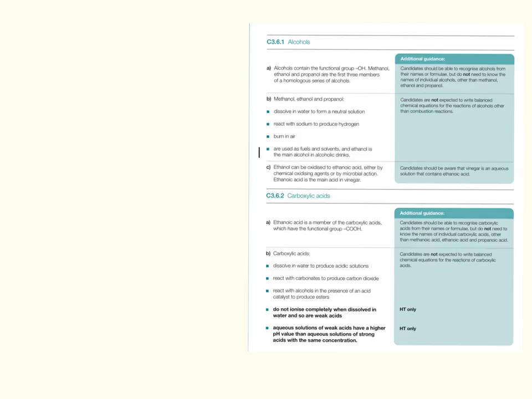Okay, let's have a look at B. So methanol, ethanol and propanol. This section here is specifically looking at how these alcohols react in different situations. So we're looking at dissolving, how they react with sodium, how they burn in air, and how they're used as fuels, solvents, and in alcoholic drinks, which we've talked about already. So let's look at these three.